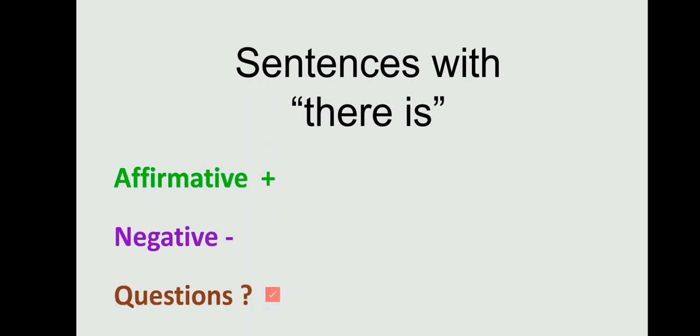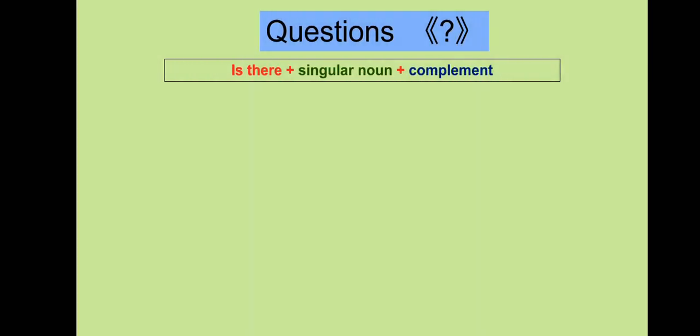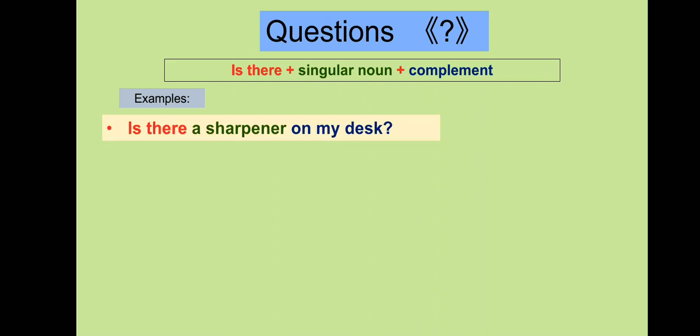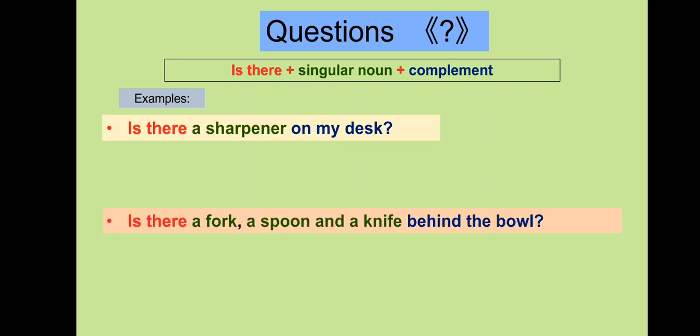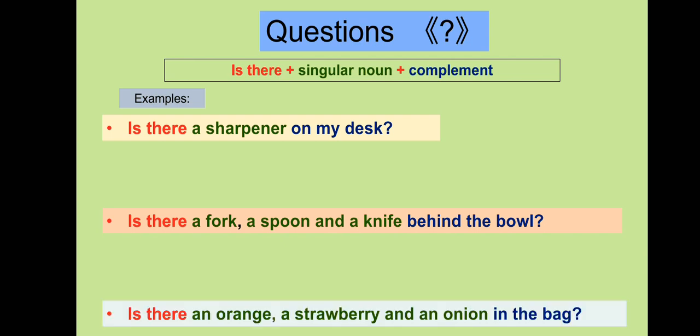Sentences with there is. We already studied affirmative, negative, and now we are going to continue with the questions. Questions. The formula is is there plus singular noun plus the complement. For example, is there a sharpener on my desk? Is there a fork, a spoon, and a knife behind the bowl? Is there an orange, a strawberry, and an onion in the back?